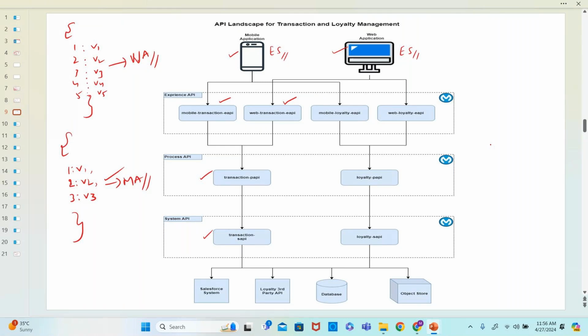Another reason: for example, for the mobile application I need OAuth 2.0 as the policy, and for the web application I want only client ID enforcement, not OAuth 2.0. Different security policies are required for the mobile and web applications. Then also you can go for two different experience APIs. Is that clear? If everything is the same, the data and the policies, then I can go for one experience API itself. Any confusion here? No, clear. Okay, fine.